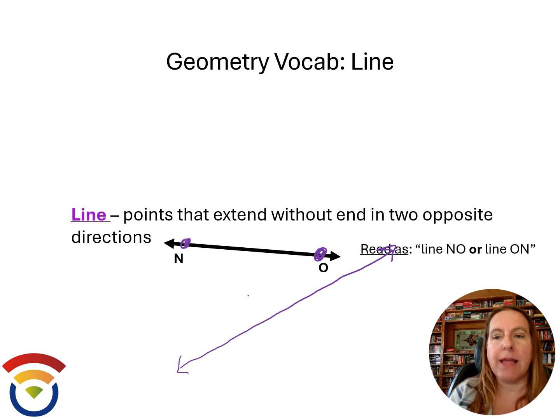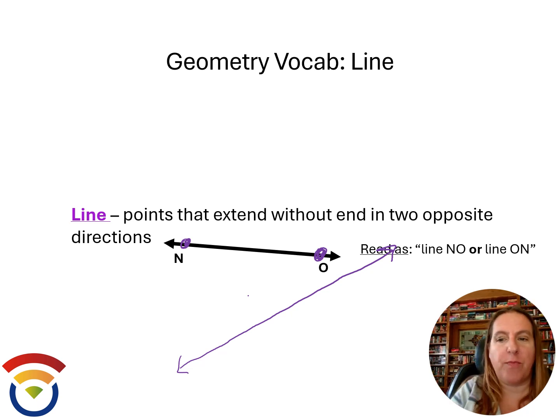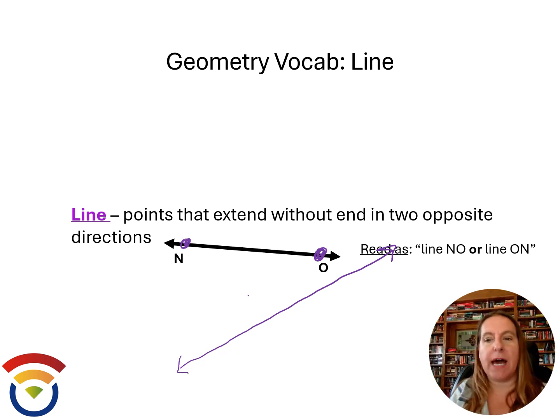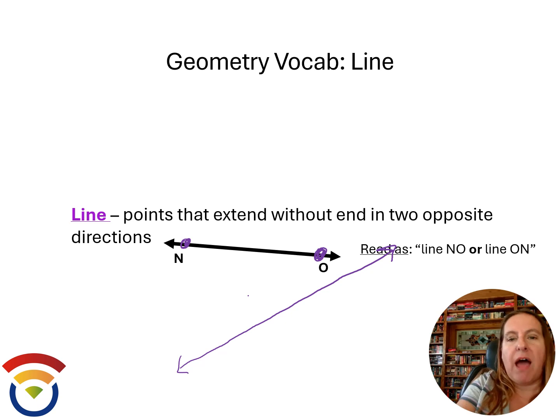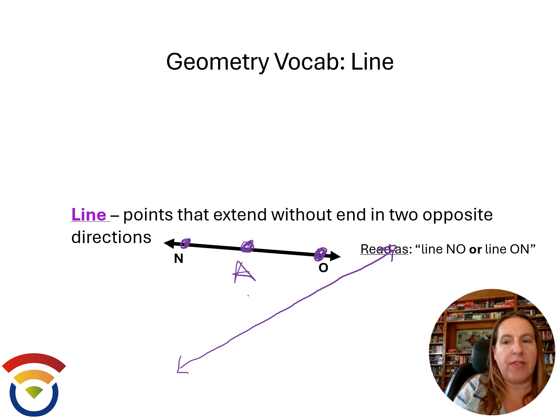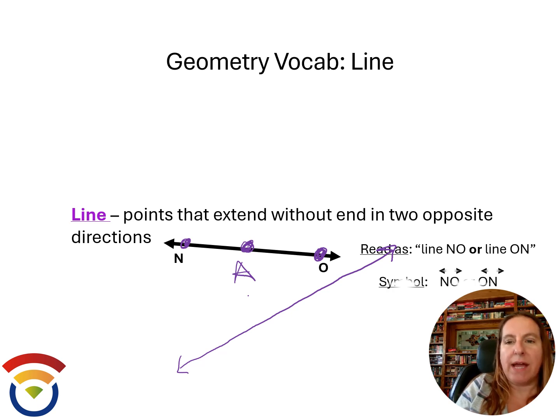In fact, on a line, there are an infinite number of points. So even though there are no other points drawn there, I know that there must be other points on this line. For example, I'm going to draw another point on there, a point A. When I name that line, I'm going to name it with any two letters. I can call it line NO, line ON.